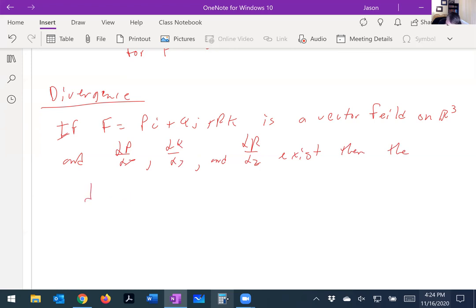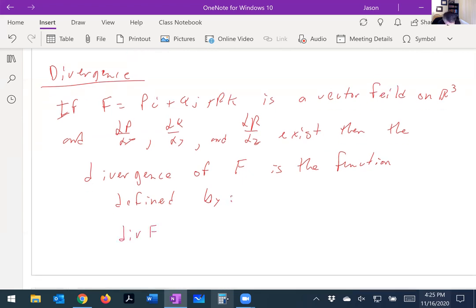Oh my gosh, I can't write. Then the divergence of F is the function defined by: the divergence of F is equal to dP/dx plus dQ/dy plus dR/dz. Now notice what's not there. What's not there is ijk, because this thing is not a vector. This thing is a scalar. We call this thing a scalar field. It's not a vector.